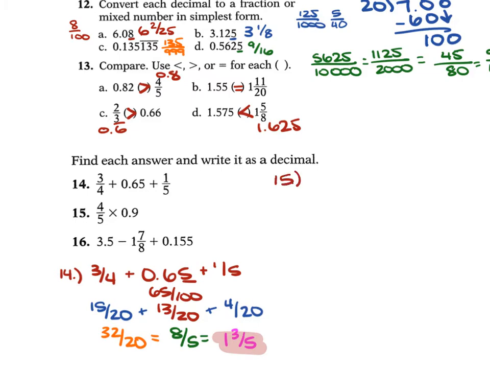For 15, we have 4/5 times 0.9. You could turn the 4/5 into a decimal and then multiply the two decimals, or you can turn the 0.9 into a fraction. I like working with fractions more than I like working with decimals, so I'm actually going to turn the 0.9 into a fraction and put it over 10. So I'm going to do 4/5 times 9 over 10. The 4 and the 10 can cross simplify to become 2 and 5. So I'm doing 2/5 times 9/5, which gives me 18 over 25.